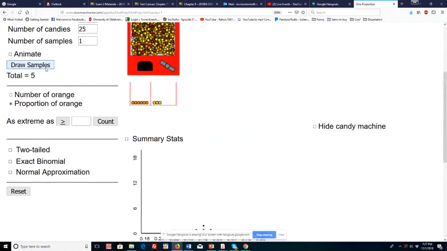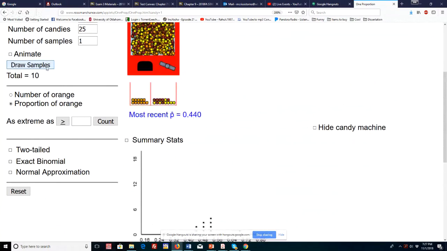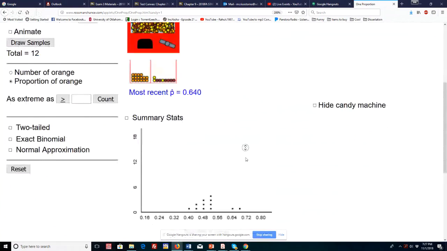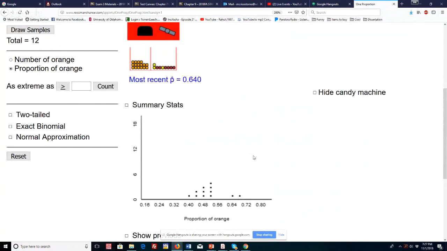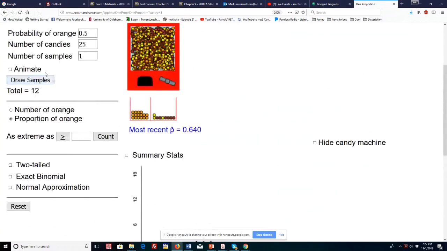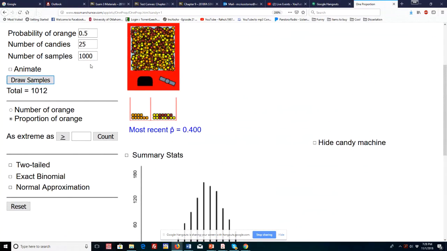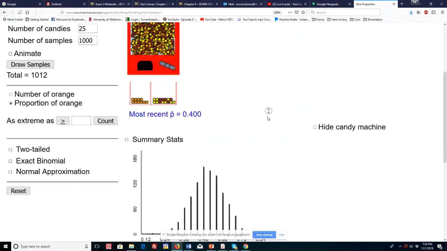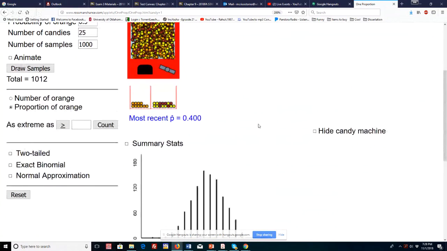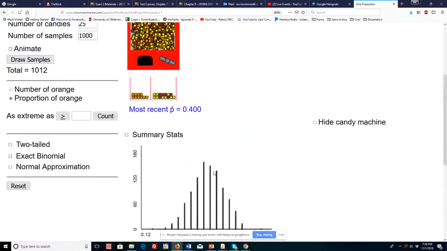I could take samples over and over and over again. So a sampling distribution is if I were to take all possible samples of a population, what would it look like? So I took a sample again of 25, comes out to 0.64, and it's been graphed down here. So suppose I take 1,000 samples of 25 candies each, and it's been graphed down here again.